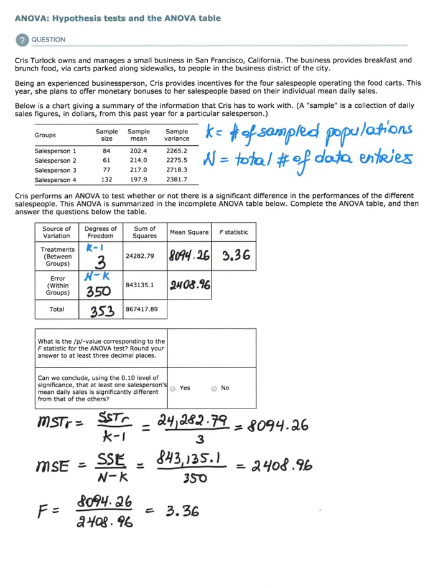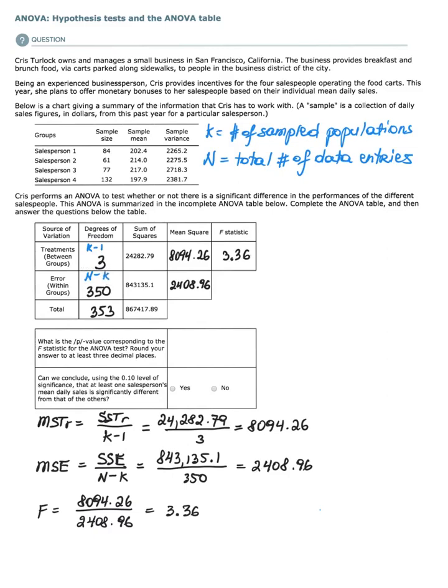I'm going to work on the second column where all the degrees of freedom are not provided. Please recall that K represents the number of sampled populations and uppercase N represents the total number of data entries. If you look at the table above, we know that there are 4 different samples, sales from 4 different individuals. Therefore, K is 4, and degrees of freedom for treatments, K minus 1, must be 3.